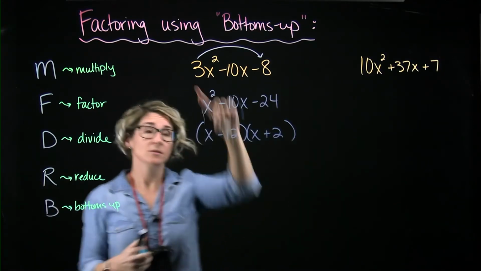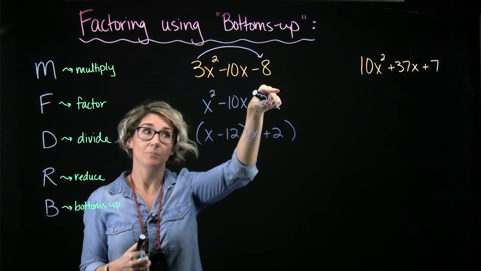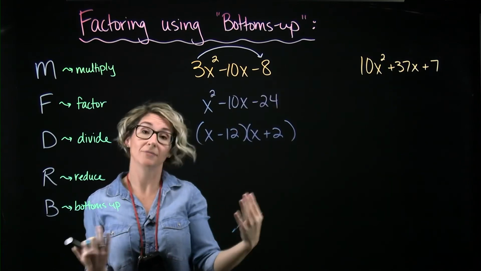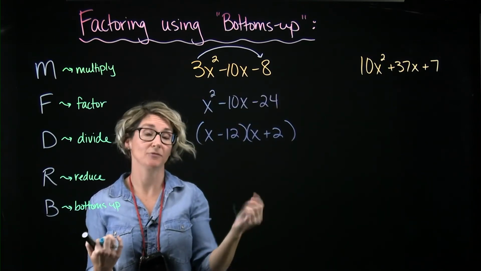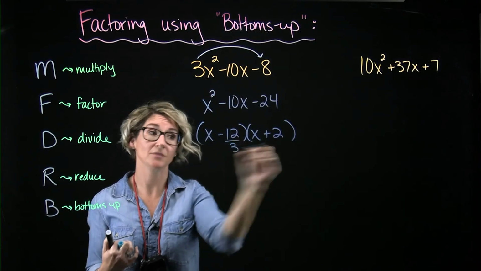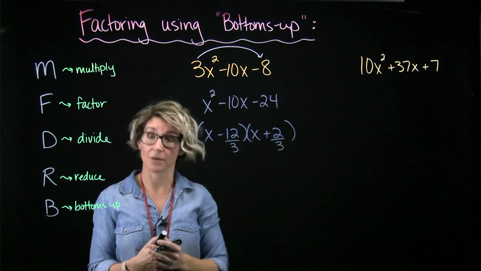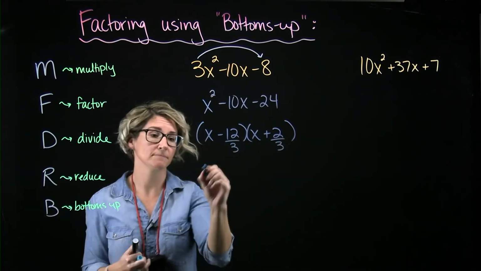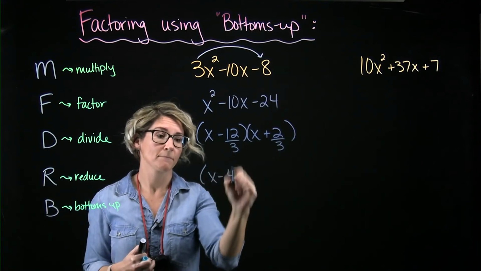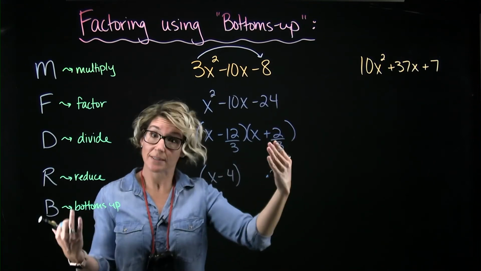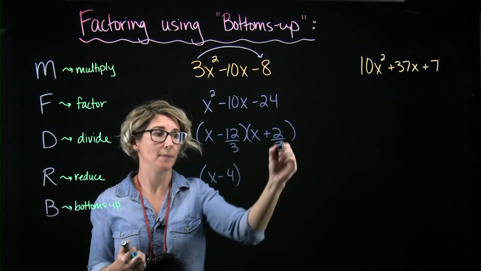Divide means, well, I went through and I multiplied by 3. So now I have to go through and divide by the same number I multiplied by in the first place. So I've got to go back through and divide each of these numbers by 3. I'm going to reduce. And if I can't reduce, or once I'm done reducing, I'm going to bring that bottom up.